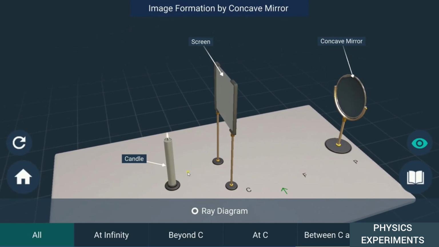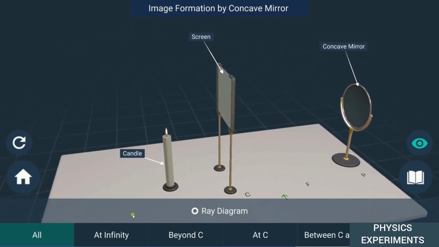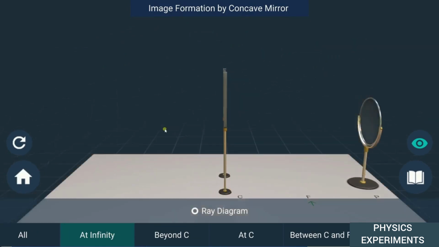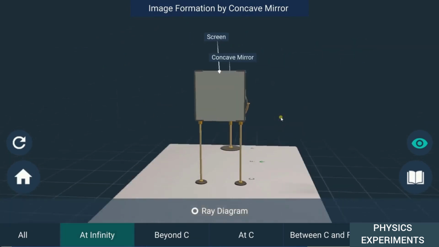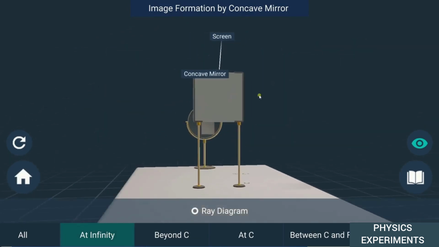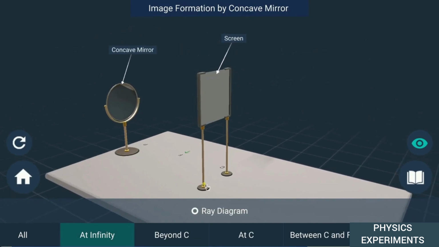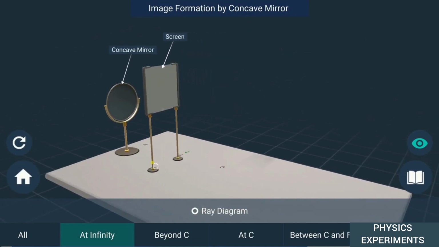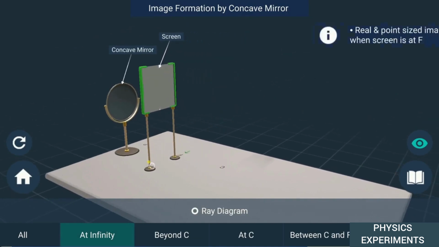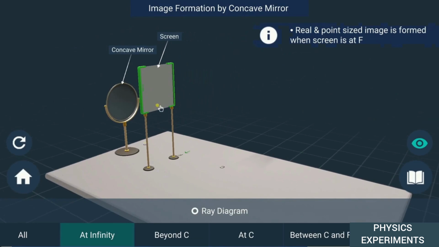When the object, that is the candle, is placed at infinity, how is the image formed? Adjust the position of the screen until you get a sharp image. We can see that a bright point-sized image is formed on the screen when the screen is in the position F.